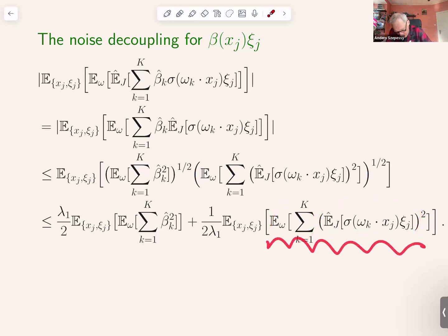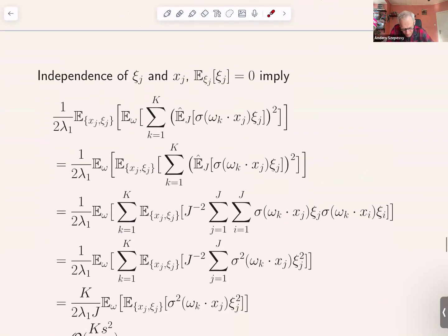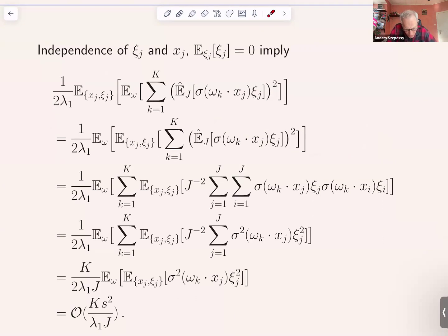So let us study this. This is under control. So let us study that. It comes in the next slide. So now we have to use the independence of the noise points and the data, and that the expected value of the noise is 0. So we have a sum here and the term squared, and then we move in, we will use the expected value with respect to the noise. We will use that, so we move that in here, change the order of integration.